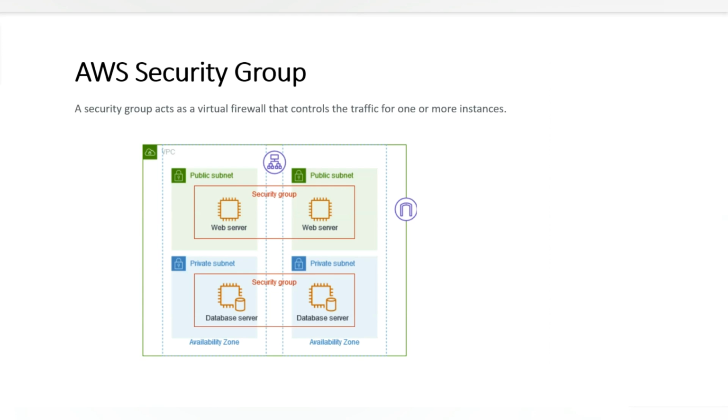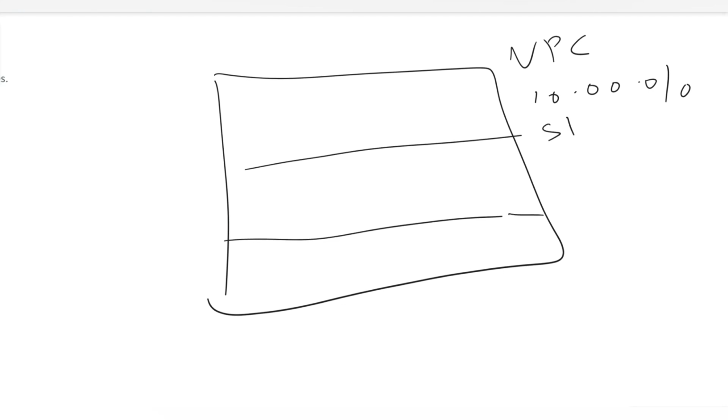AWS Security Group acts as a virtual firewall that controls the traffic for one or more instances. The meaning of this is, consider a VPC. We have a VPC here. Maybe the VPC address space is 10.0.0.0/16, and you have a subnet 1 and subnet 2. Let's say you deployed a VM in subnet 1 as well as a VM in subnet 2.